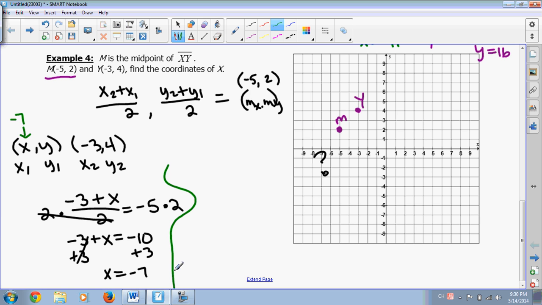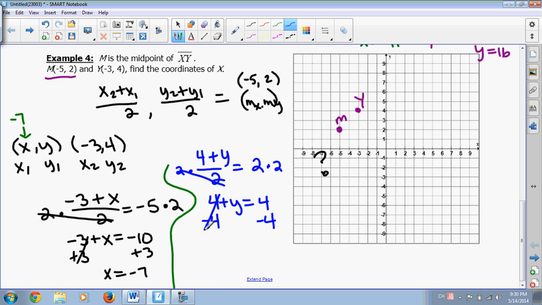Okay, now we need to do the same thing, but with our y values. y2 is 4 plus y1, which we don't know, divided by 2 is equal to our midpoint y, which is 2. Okay, so we need to work backwards to find what y is. First step, multiply both sides by 2. 4 plus y is equal to 2 times 2, which is 4. Then subtract 4 from both sides to get y by itself. y is equal to 4 minus 4, which is 0. So our other endpoint is at negative 7, 0.